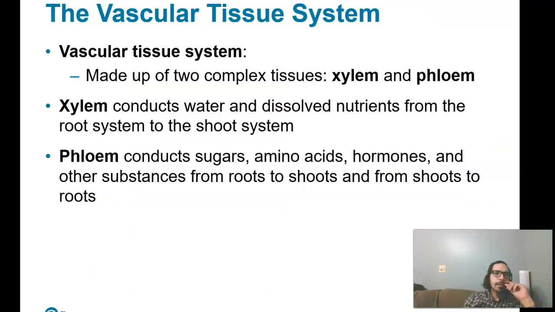Okay, now moving on to the vascular tissue system. So the vascular tissue system is made up of two complex tissues, the xylem and the phloem. The xylem, as I already mentioned, is the one that conducts water and nutrients from the root system to the shoot system, and the phloem conducts sugars, hormones, and amino acids from the roots to the shoots or from the shoots to the roots. So it works in both ways.